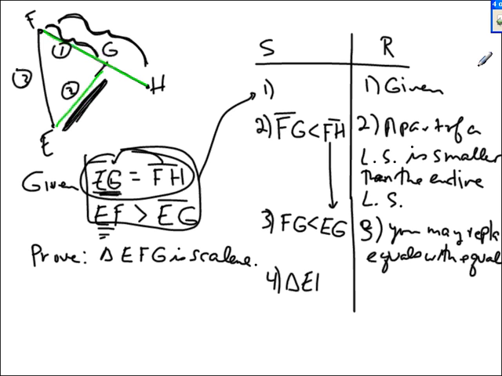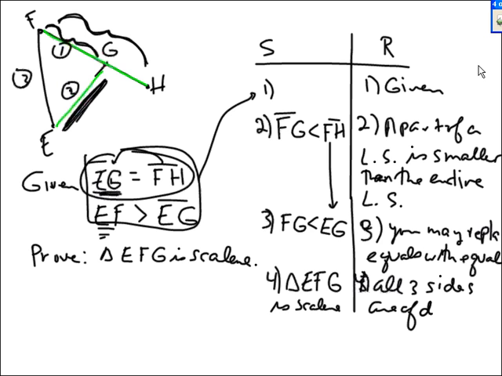Triangle EFG is scalene. All three sides are of different lengths. Okay, that's that one.